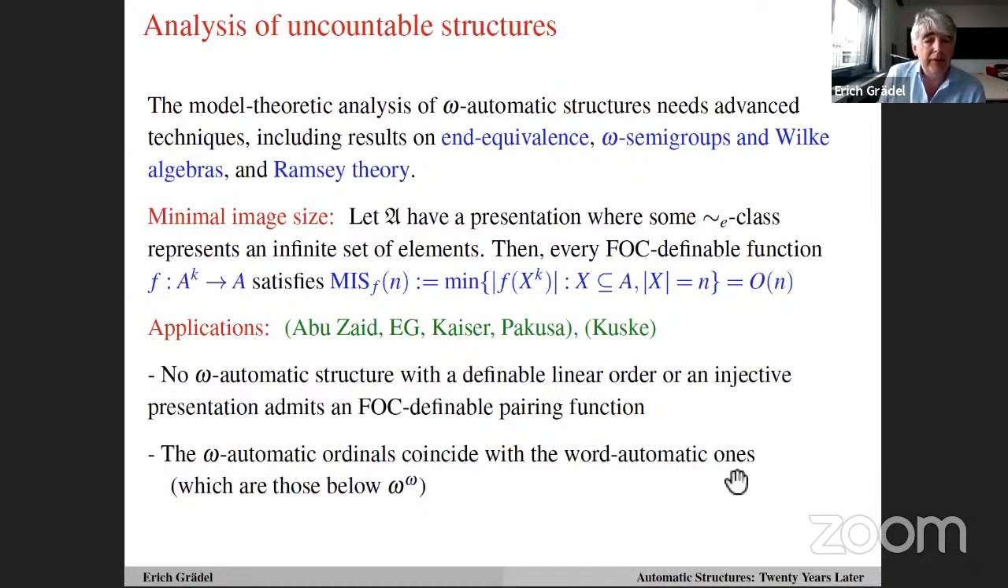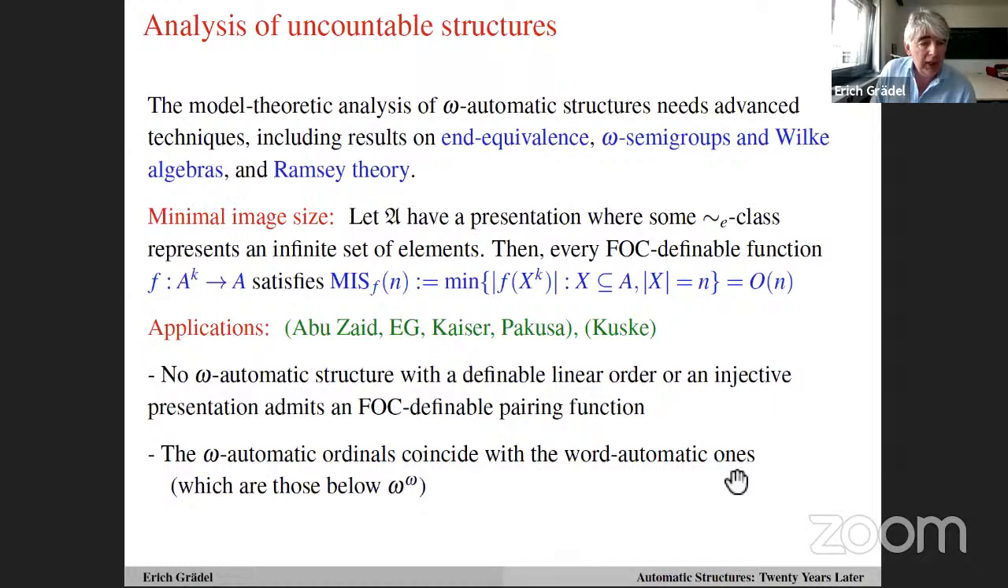So in the cases, for instance, when we have a presentation where there is an infinite set of elements represented by words in the same end class, then one can show that every first-order definable function, even with counting quantifiers, satisfies the property that the minimal image size of sets of n elements in the structure under such a definable function can only be linear. And this seems like a technical result, but it has a number of consequences for non-automaticity results. For instance, no omega automatic structure with a definable linear order or an injective presentation can admit a first-order definable pairing function. So whenever you have a definable pairing function, you cannot present it in an omega automatic way in this sense.